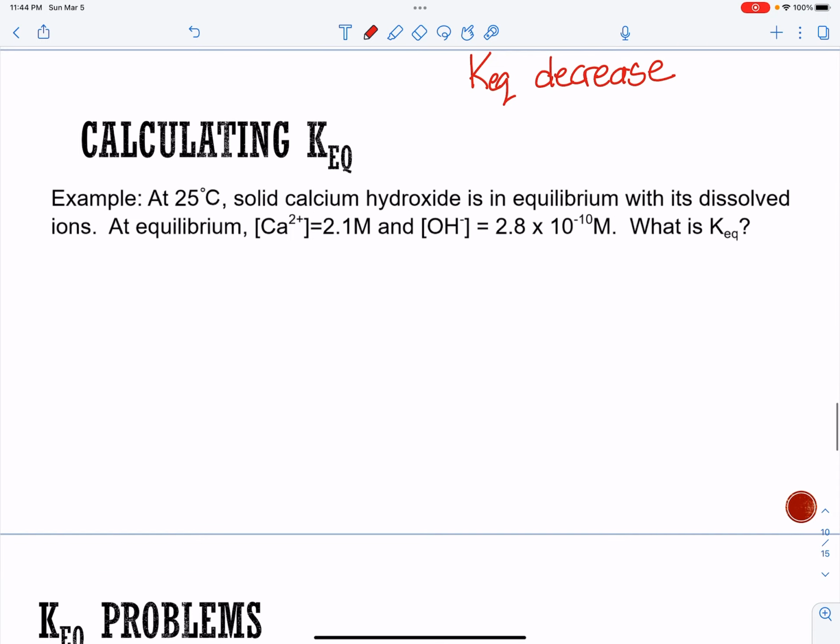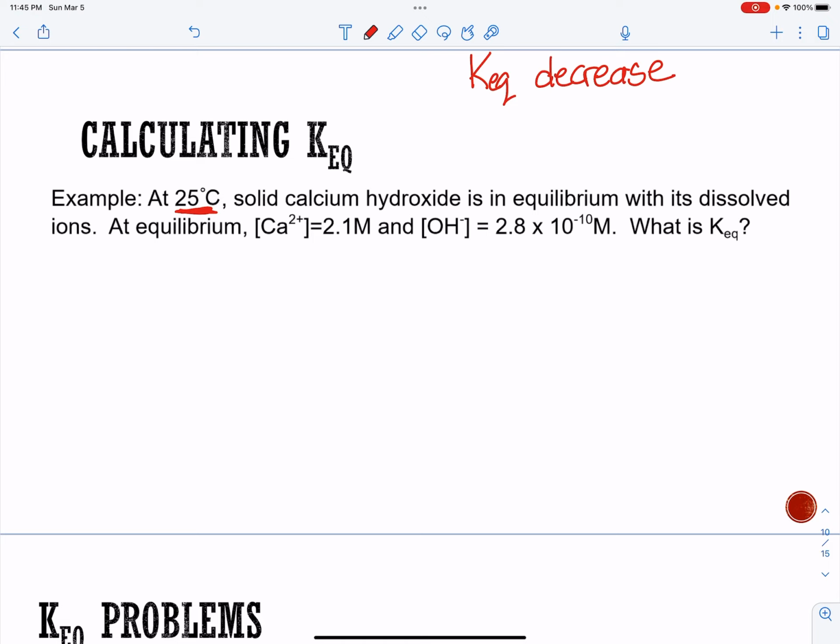Okay, now we're going to get into a little bit of the math. We're going to talk about calculating KEQ. So in this example, at 25 degrees Celsius, now you'll notice that it gives us 25 degrees Celsius, but this is a piece of information that you're not going to need to use in your calculation. It's just a piece of information to tell you that the KEQ that we calculate is only for 25 degrees Celsius. So it says that solid calcium hydroxide is in equilibrium with its dissolved ions. We want to calculate KEQ.